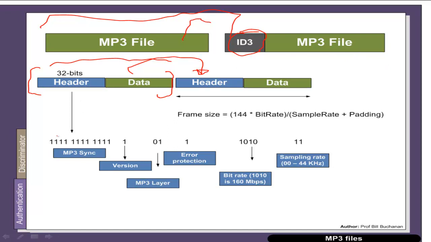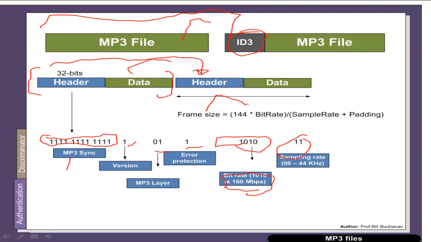What we see though is that we see the first 12 bits of ones, called an MP3 sync, at the start of each of these frames. This allows the MP3 to synchronize its streaming. After that we get the version number, the layer, error protection, and then the bit rate. A key of 1010 defines a high quality 160 kilobits per second bit rate, and then we have the sampling rate.